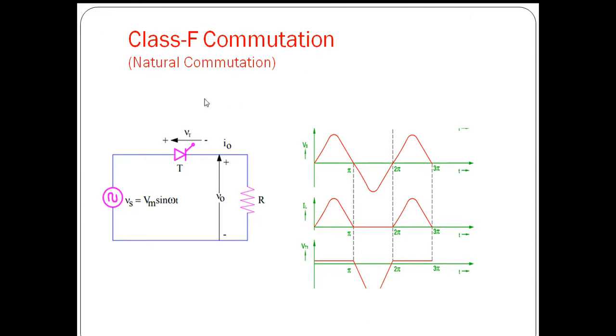We are going to discuss in detail regarding this natural commutation process. It is also called as class F commutation. So in this class F commutation method, we have taken SCR. So this is thyristor, will be having terminals anode, cathode, gate. So here we have not shown the gate circuit, but inbuilt with the SCR, the gate circuit is also there.